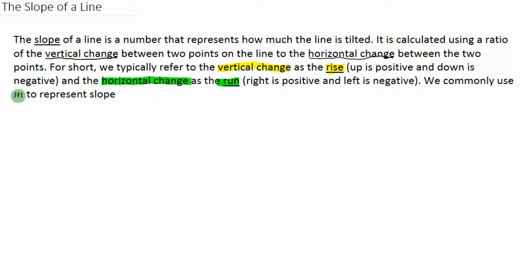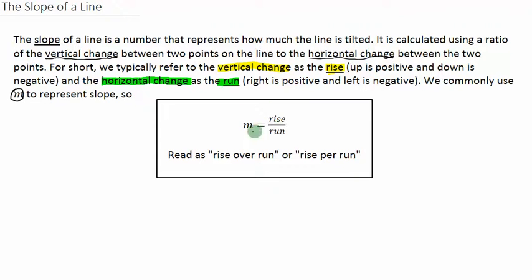And finally, we commonly use the letter m to represent slope. So if you consider that slope is the ratio of the rise to the run, the vertical change to the horizontal change, then we get a formula for slope. It is m, or slope, equals the rise divided by the run. We will commonly say rise over run. That's a very standard way to say that. But also rise per run is useful. Anytime you divide by something, that's per that unit. So this is more useful for word problems or application problems.